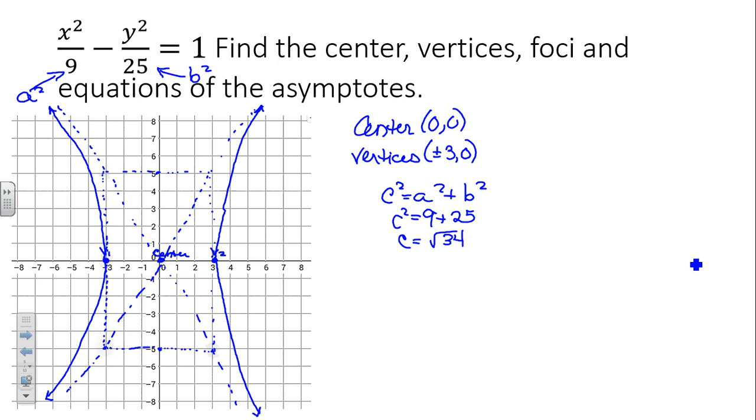Square root of 34 is just under 6, right? Square root of 36 would be 6. So from our center, we have to be careful, always from the center, we're going to move almost 6 out and almost 6 left. So the foci are inside of the branches. Does that make sense? Okay. Pushed away from the center. So our foci are negative square root of 34, 0, and positive square root of 34, 0.